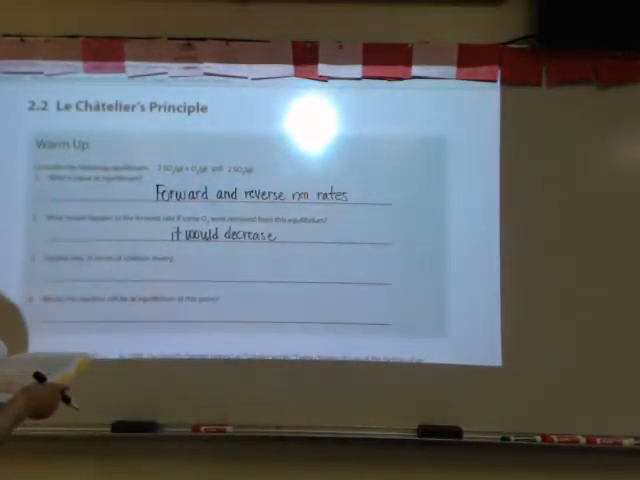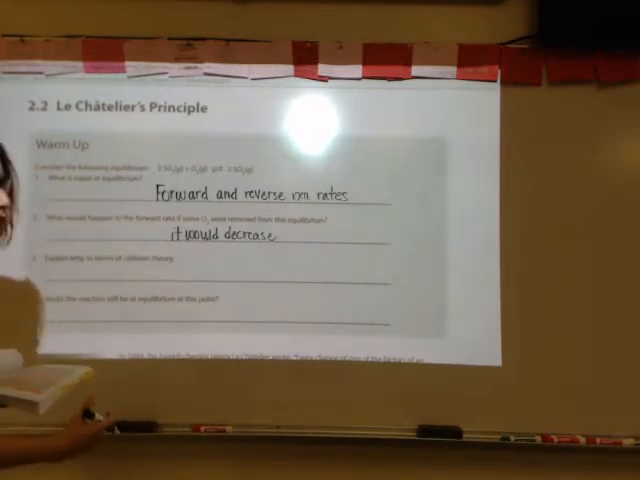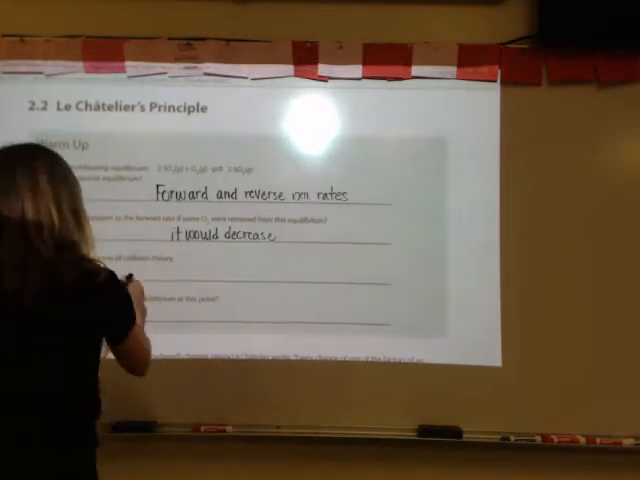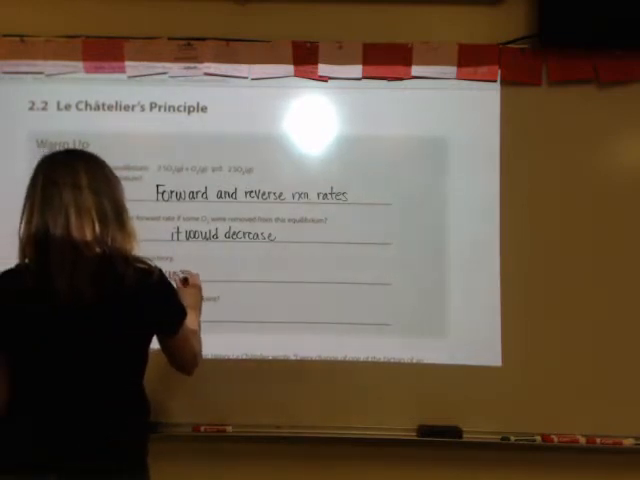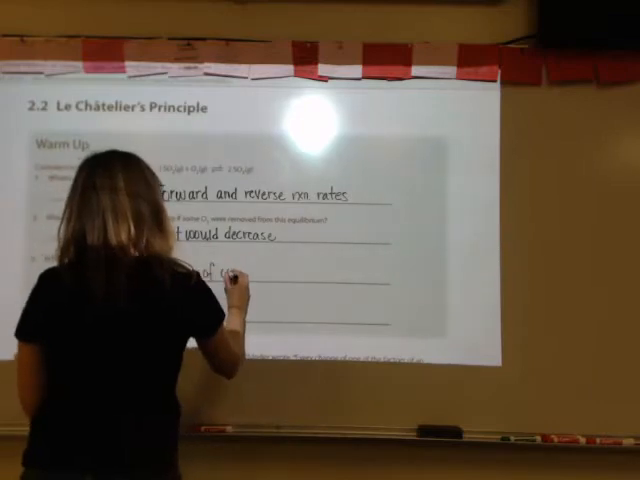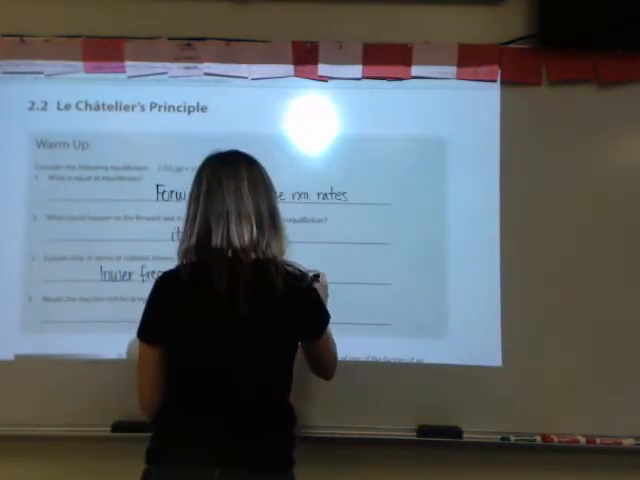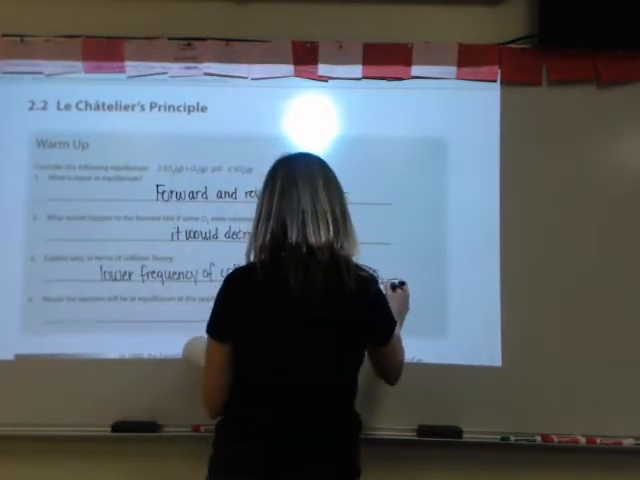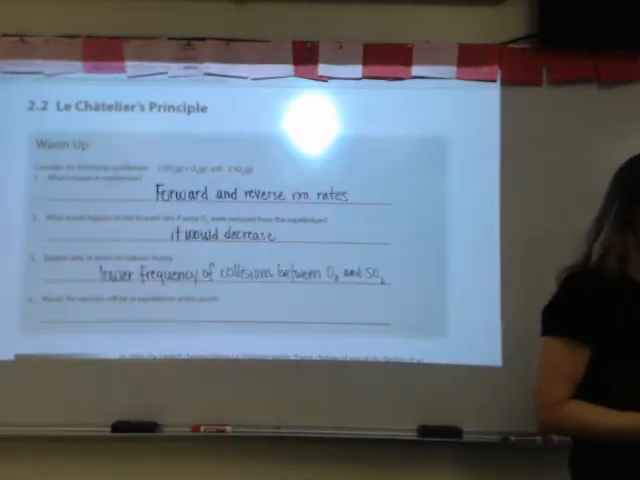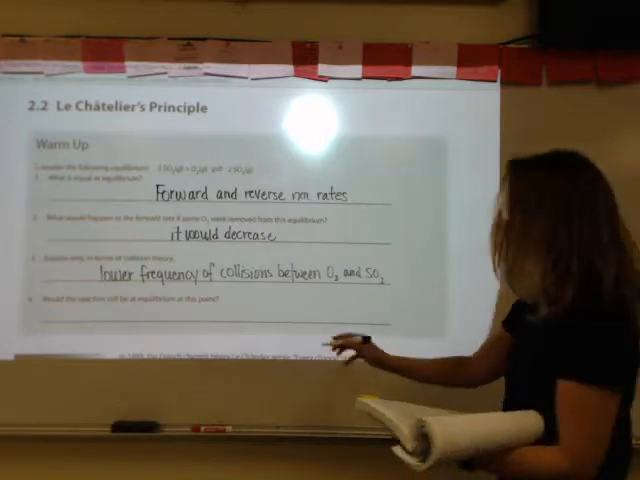Number three, explain why in terms of collision theory. Well, if you have less oxygen, you're going to have fewer collisions between oxygen and SO2, which are my two reactants. Number four, would the reaction still be at equilibrium at this point? No.